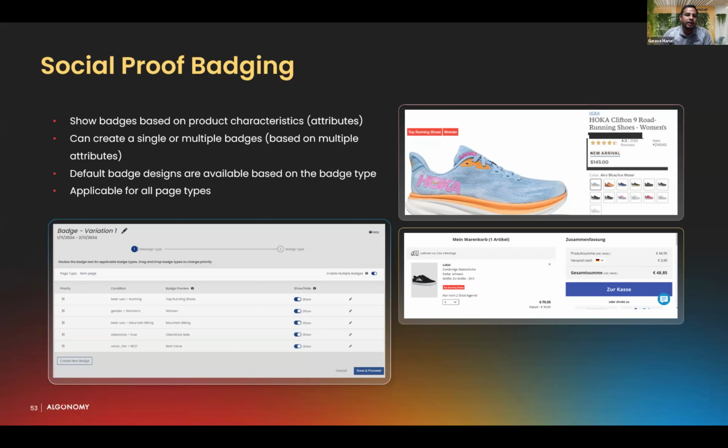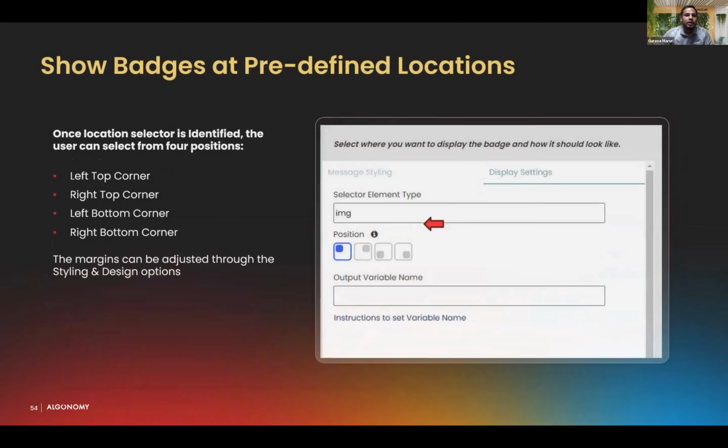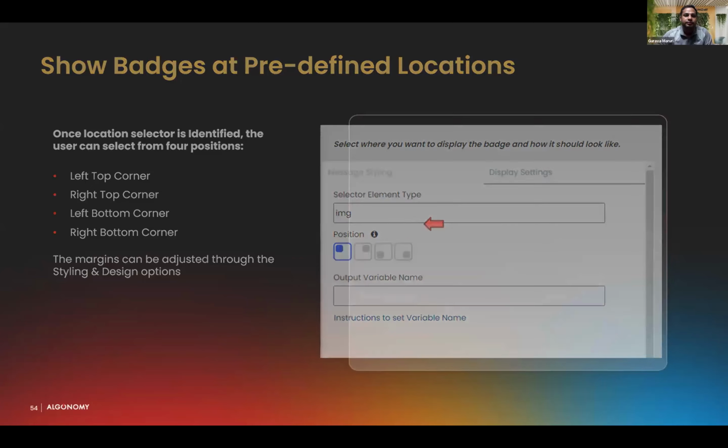So you can see that it can be done on item pages, category pages, cart pages, throughout, to impact the shoppers positively. This is the business user-friendly interface. The merchandisers or the users can directly put the badge in different locations on the top corners, bottom or top. And by selecting it, it will simply be shown in that particular location.